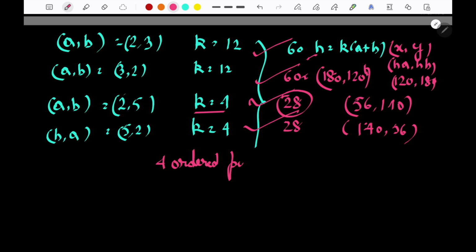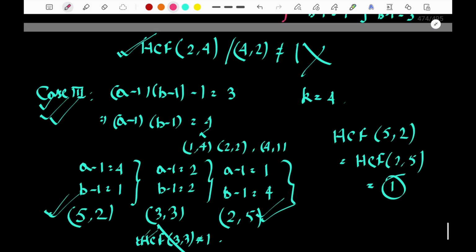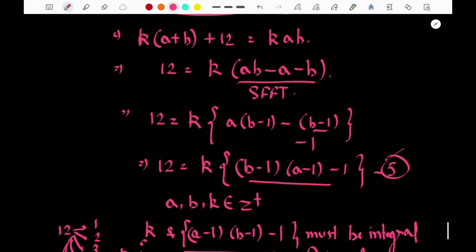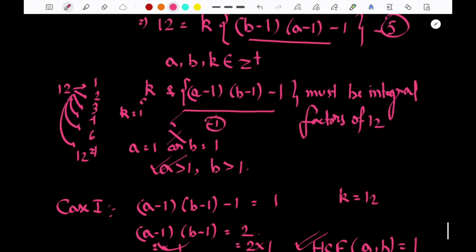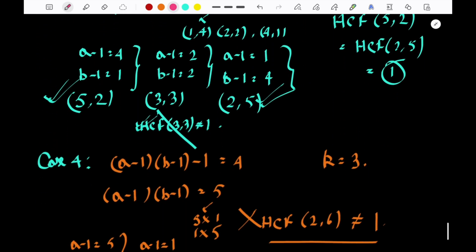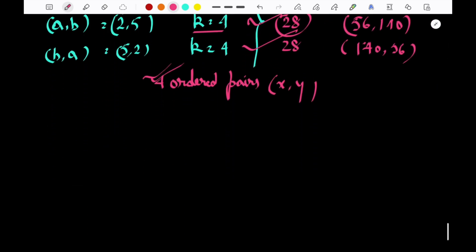4 ordered pairs (x, y). Done. This is really a nice question. The way it looked daunting actually, and the way it was solved systematically. First what we did, we took HCF as h, and then we systematically worked out the ways that it can be solved easily. Now the cases where HCF of (a, b) equal to 1 was not coming were struck down, and the rest of the cases were taken care of. So this is an amazing question.